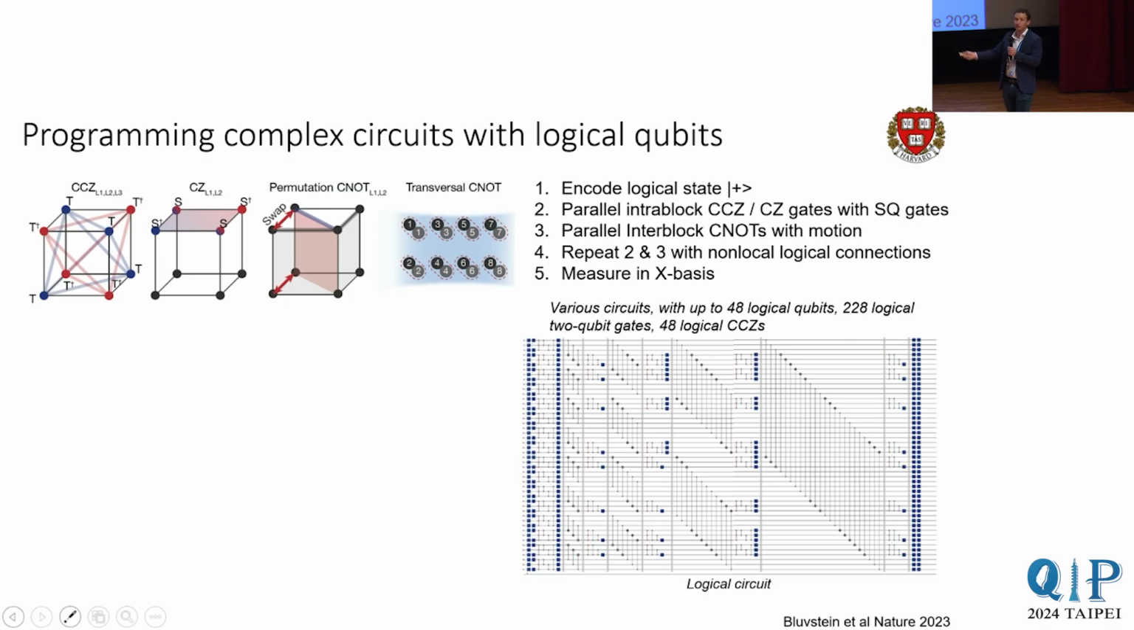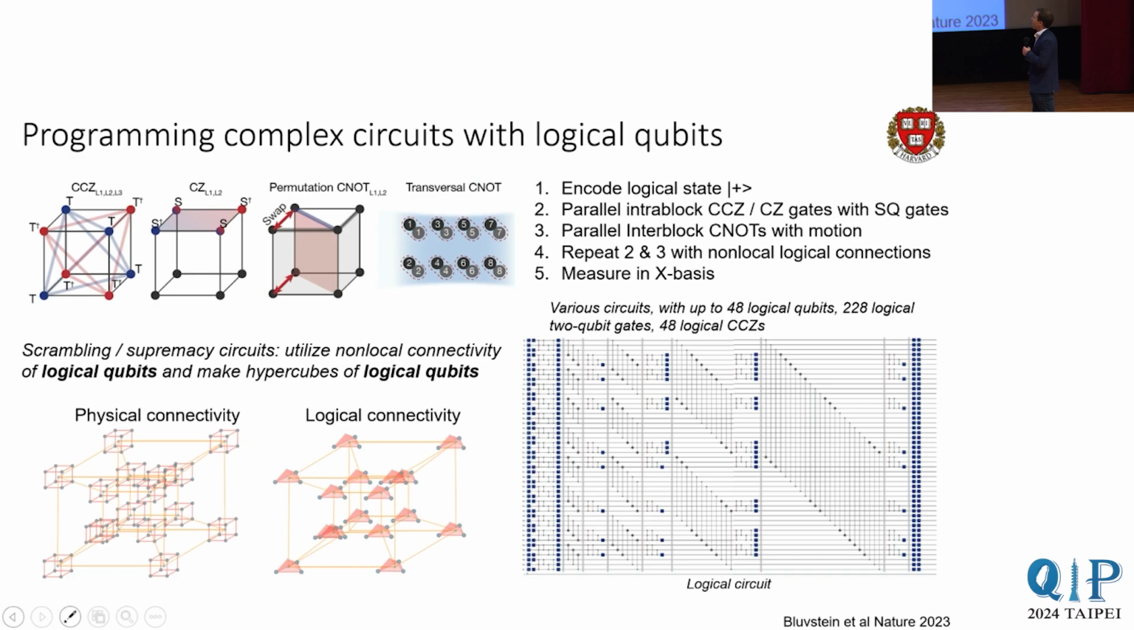So this circuit here is our logical circuit. There's 48 lines corresponding to the 48 logical qubits that we're doing, and 228 logical 2-qubit gates and 48 logical CCZs. Kind of just for fun, but also because it makes a really good scrambler, we're entangling all of these things on hypercubes. So Michael is here, he's a close collaborator, and he loves the hypercubes too. So you can definitely ask Michael a bunch of questions about the hypercubes.